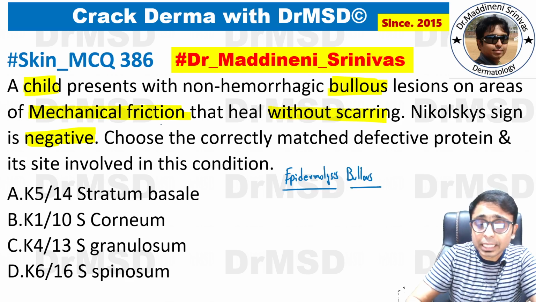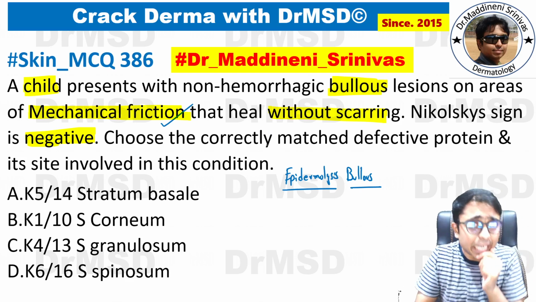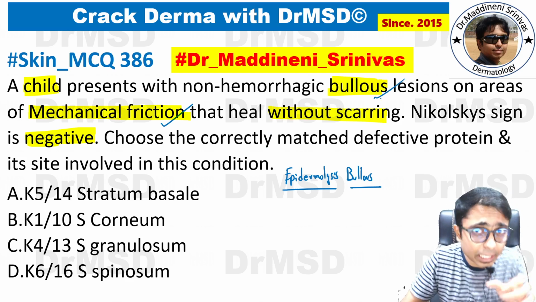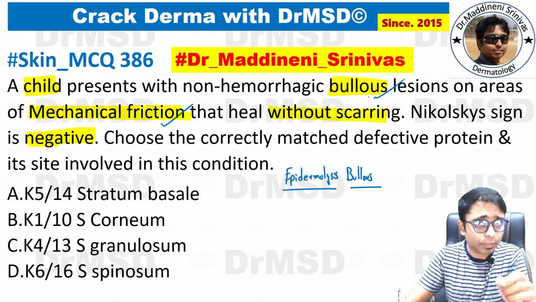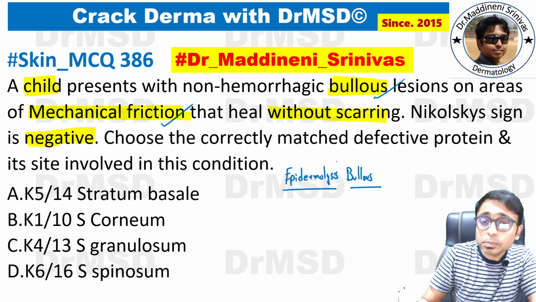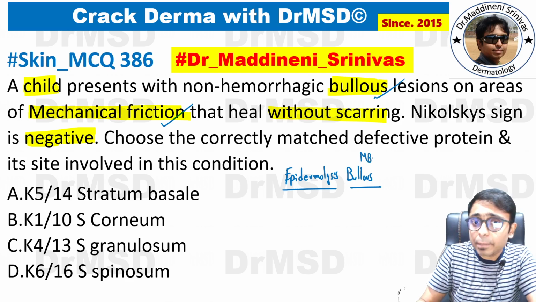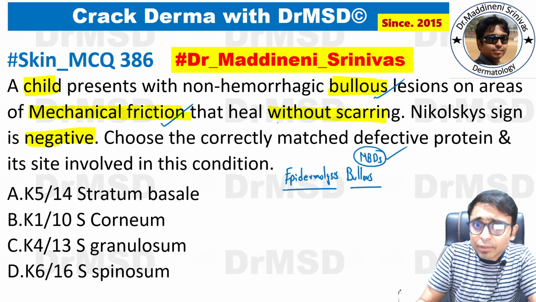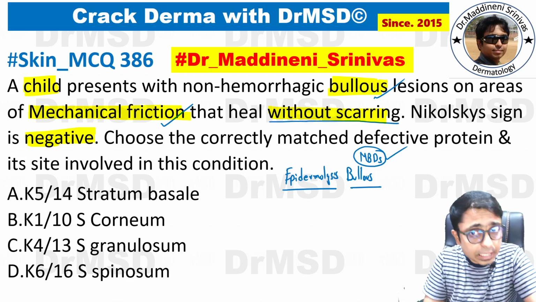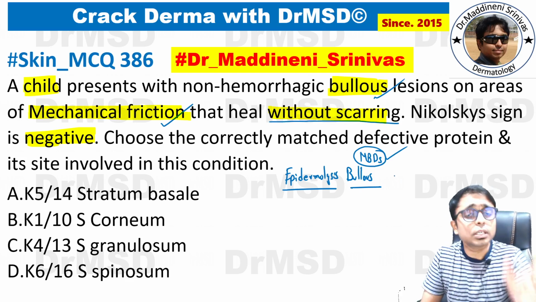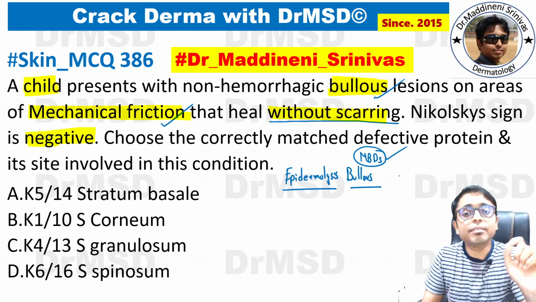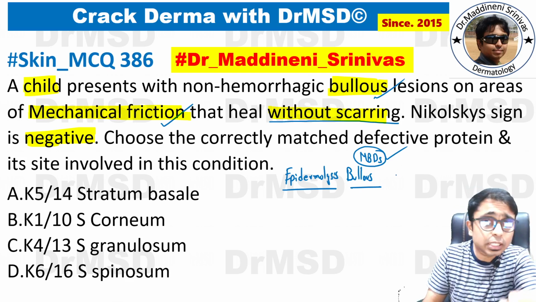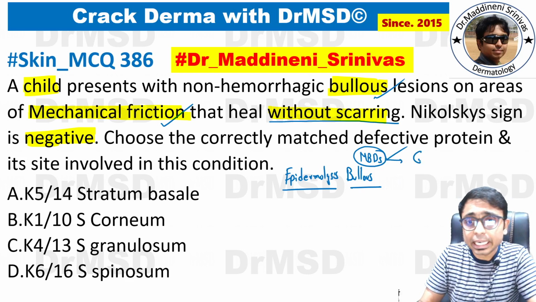Why? Because at the mechanical friction areas there are bullous lesions developing, so it comes under the vesicular bullous disorders group, and specifically it is a mechanobullous disorder. So that is the first thing. And one more clue is given: without any scarring. So the healing is happening without any scarring. This should be an example of a mechanobullous disorder, which are all genetically acquired conditions.